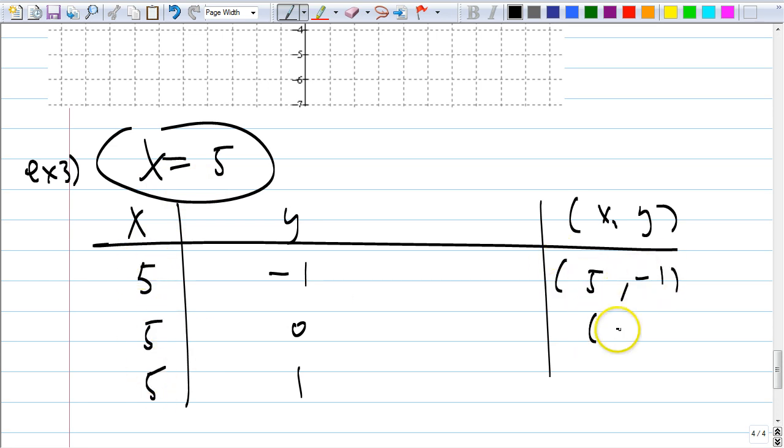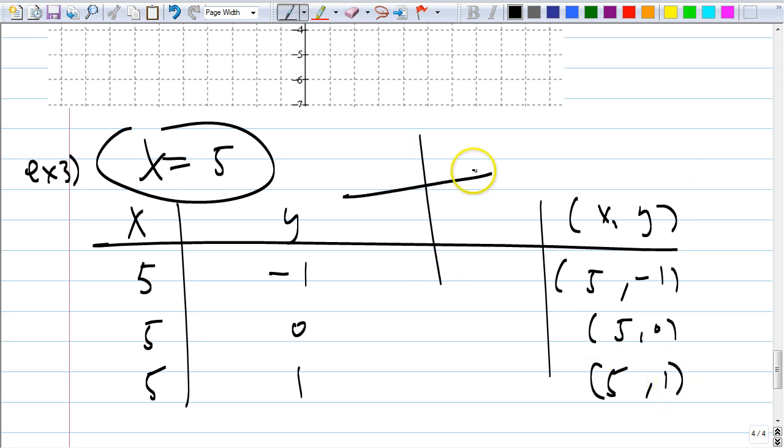5, -1. You could do this at home. 5, 0, and 5, 1. What kind of line do you think you're going to get? A vertical line. Here's your 5, right? It'll be like this. Any questions? Does that make sense? All right, good.